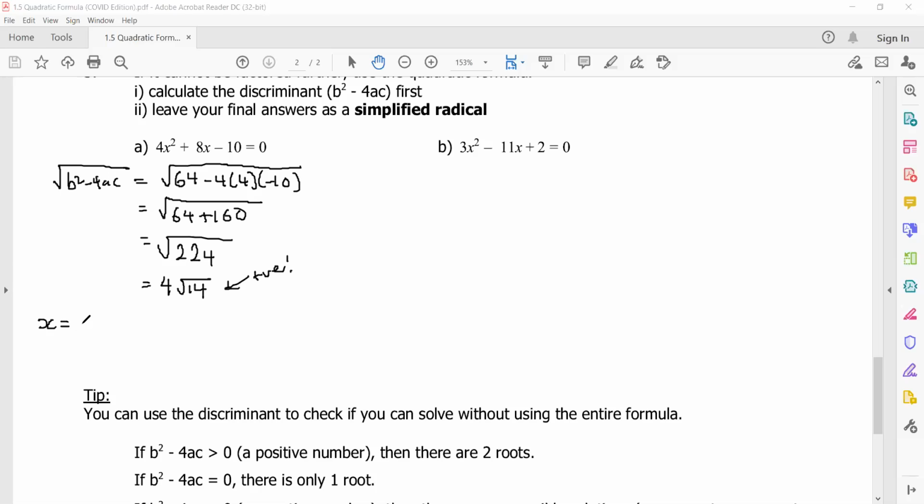X is going to be equal to, remember, negative b plus minus the discriminant portion over 2a. The reason I ask you to do the discriminant first is after you do that, you won't have to write it again. Negative b plus minus 4 root 14 over 2a, which is 8. And I'm going to reduce it to divide everything by a 4.